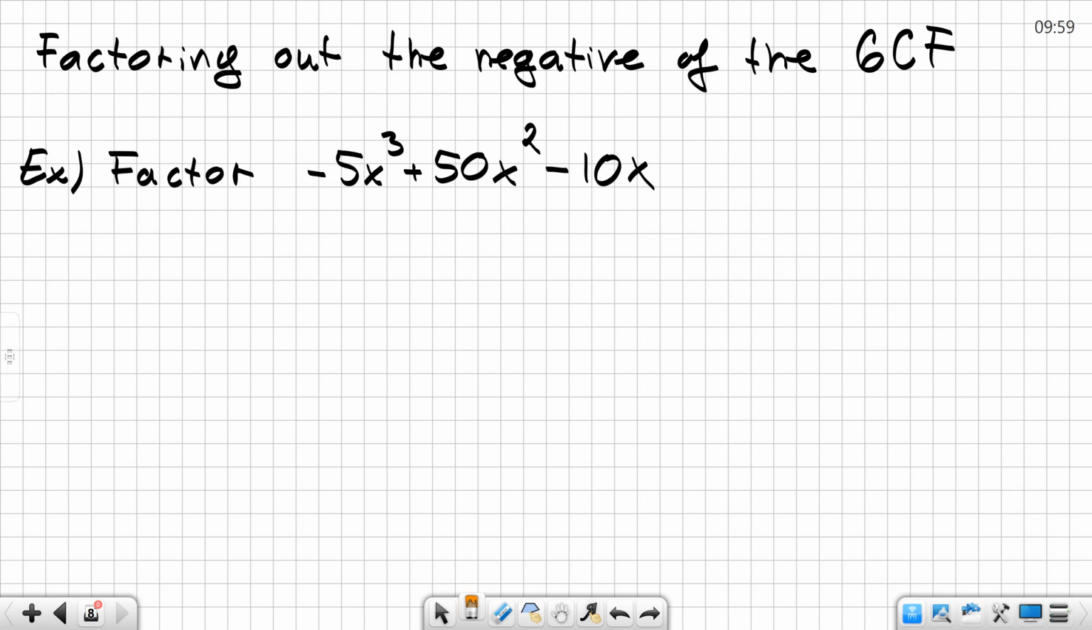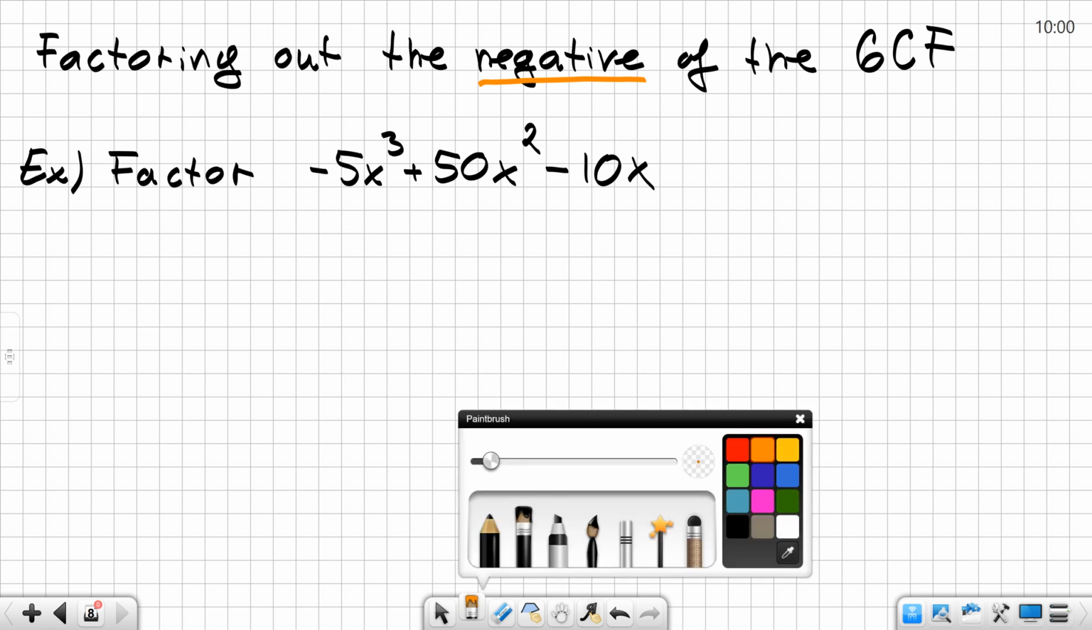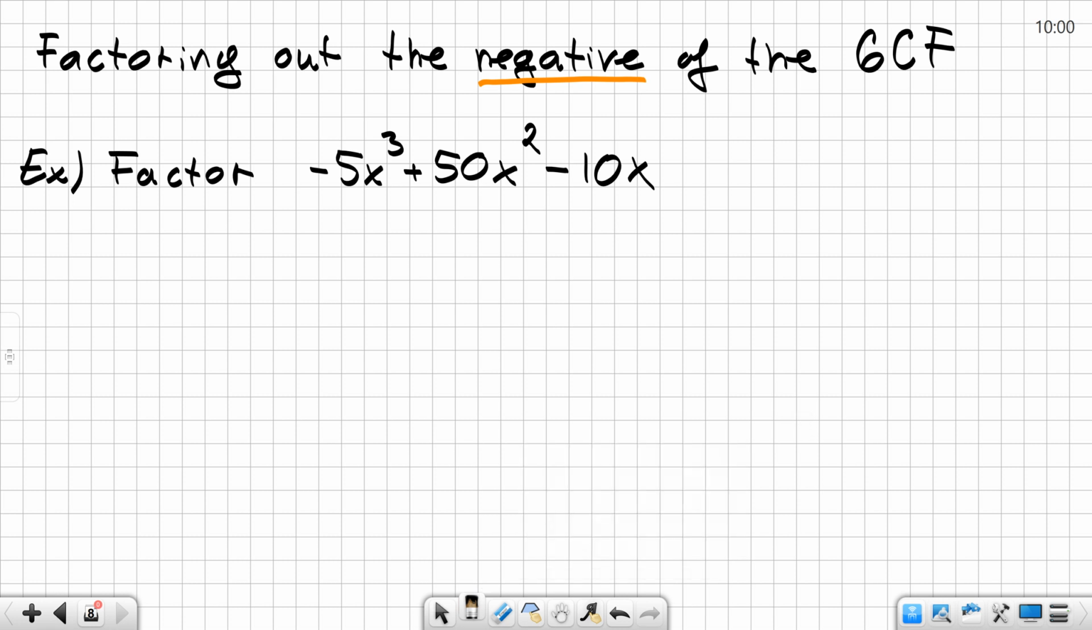Let's have a look at what would happen if my polynomial starts with a negative monomial. In other words, I'm starting with a negative. In this case, when I want to factor this, instead of just taking out the GCF, I would factor out the negative of the GCF.